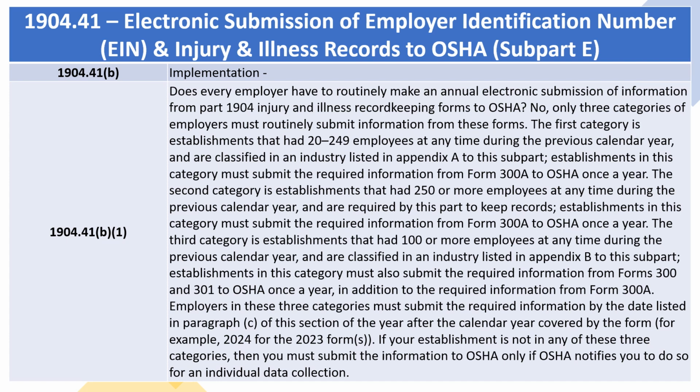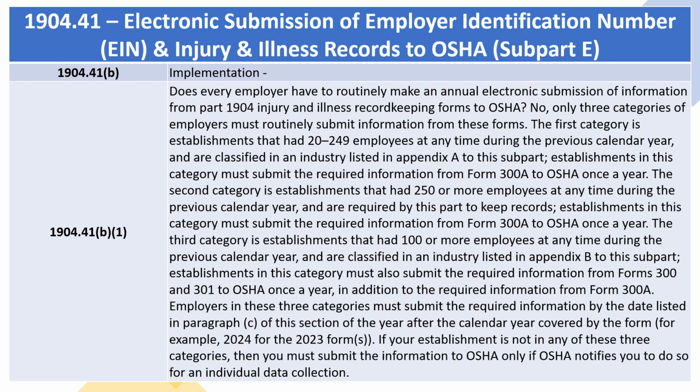The second category is establishments that had 250 or more employees at any time during the previous calendar year, and are required by this part to keep records. Establishments in this category must submit the required information from Form 300A to OSHA once a year. The third category is establishments that had 100 or more employees at any time during the previous calendar year, and are classified in an industry listed in Appendix B to this subpart. Establishments in this category must also submit the required information from Forms 300 and 301 to OSHA once a year, in addition to the required information from Form 300A.